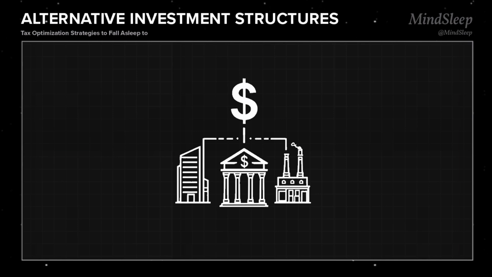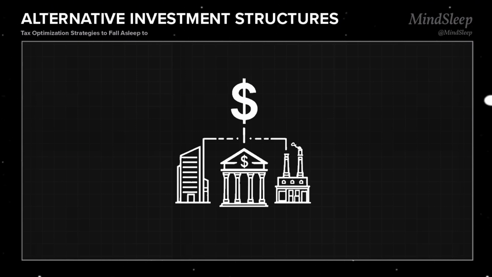Moreover, the rise of alternative investments has implications for tax policy and wealth inequality. As high net worth individuals and institutions increasingly use these structures to minimize their tax burdens, it raises questions about the fairness of the overall tax system. Should tax policy be adjusted to address these sophisticated strategies, or would doing so risk stifling innovation and economic growth?